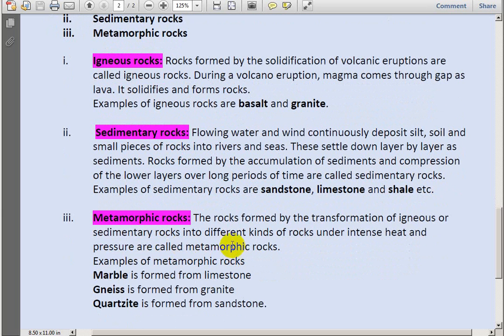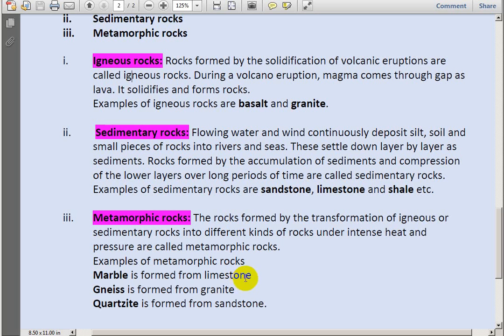Here are metamorphic rocks. Metamorphic rocks are formed by the transformation of igneous rocks and sedimentary rocks. Due to high pressure and temperature, igneous and sedimentary rocks turn into new types of rocks. This is called metamorphic rock. Marble is a transformation from limestone. Limestone is a sedimentary rock. Marble is a metamorphic rock formed by the transformation of limestone.